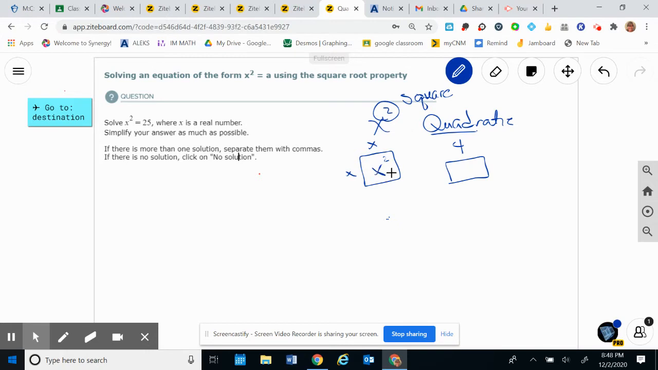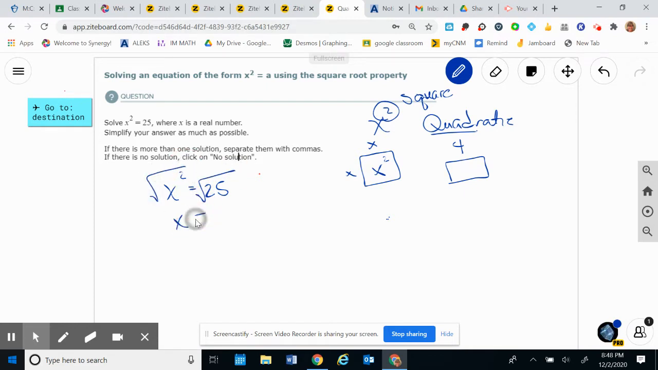It's kind of cool. To solve, though, remember, you always want to get x by itself. And the problem here is that you have x squared equals 25. So you always have to ask yourself, what do I need to get rid of and how do I undo that? What do I want to get rid of? The square. How do I undo it? You take the square root of both sides.